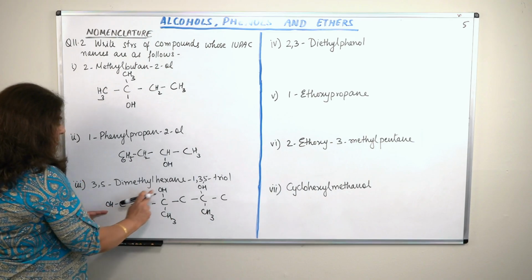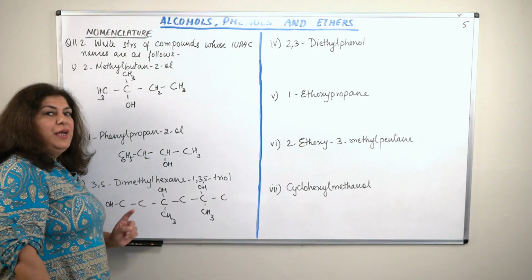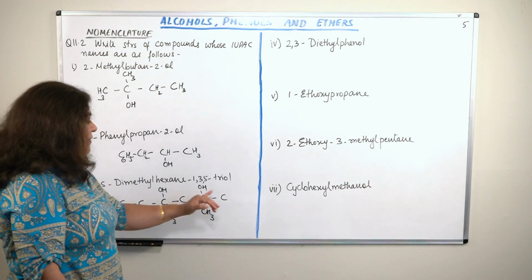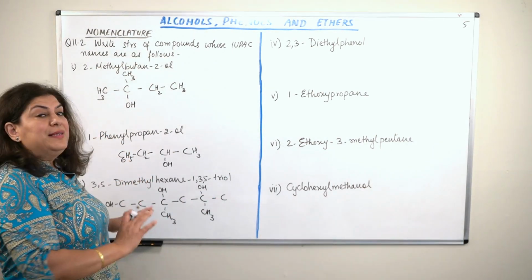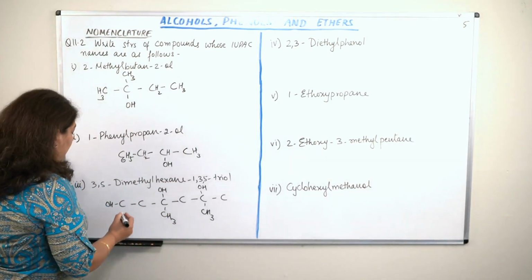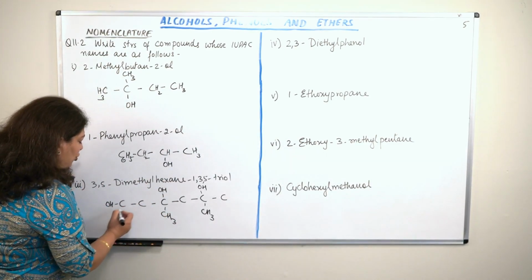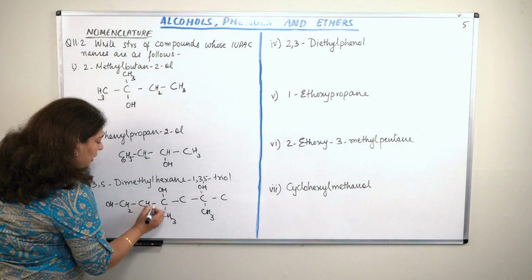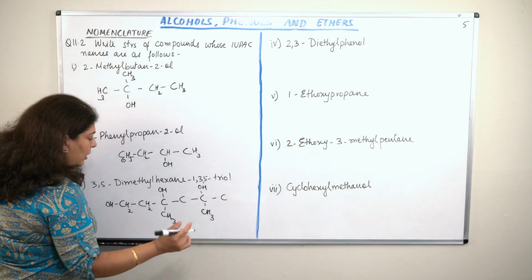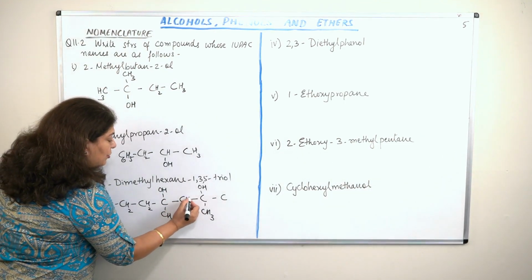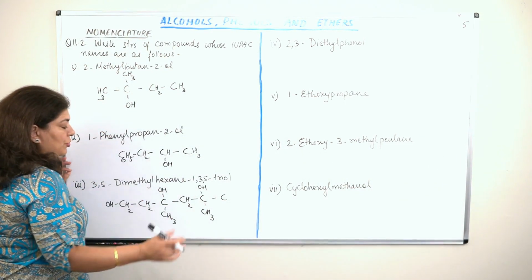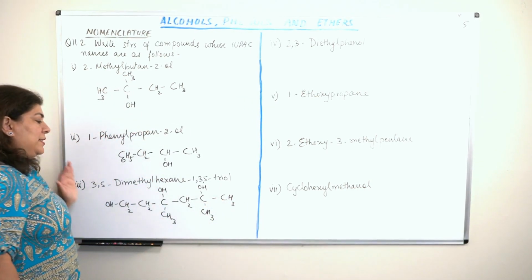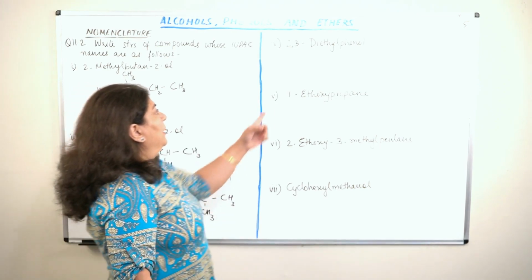3,5-dimethyl 1,3,5 triol. And the compound is hexane. 1, 2, 3, 4, 5, 6 carbons. So this is my skeleton. Fill up the hydrogens now. This carbon is forming 2 bonds, so it needs 2 more hydrogens. 4 bonds, no hydrogen. 2 bonds, 2 hydrogens. 4 bonds, no hydrogen. 1 bond, 3 hydrogens. So that completes your compound.